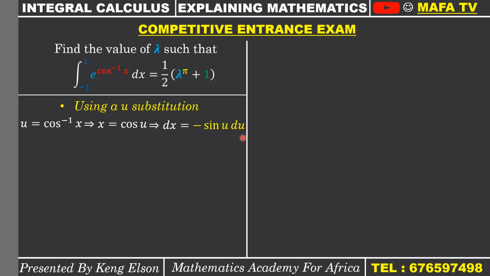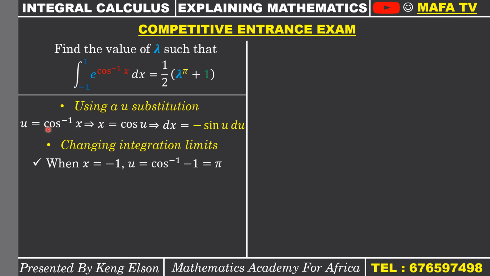Now, after doing a u substitution and getting the dx, I'm going to change the integration limits. Here, I'm going to find the new limits of integration. The original limits of integration are x equal to -1 and x equal to 1, but the new limits will be u equal to something and u equal to something. So when x is equal to -1, my u is cos inverse of -1, which is pi. So my lower bound is going to be pi. Now when x is equal to 1, my u is cos inverse of 1, which is 0. So my upper bound is going to be 0.